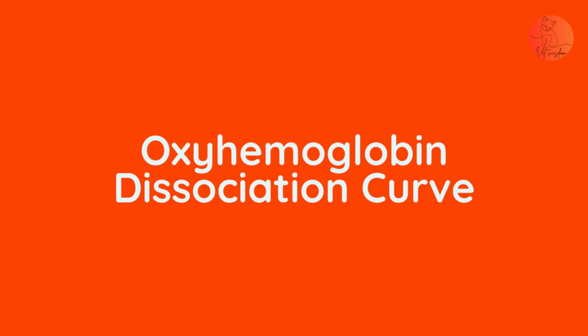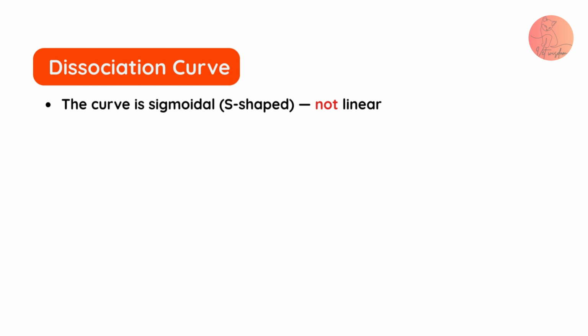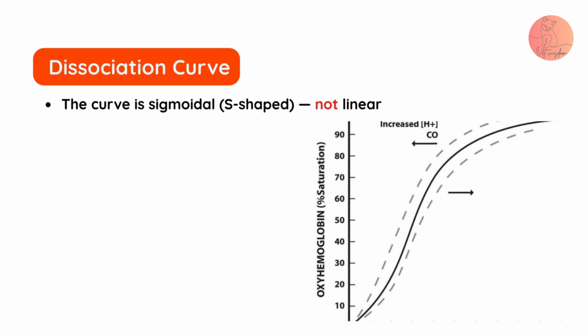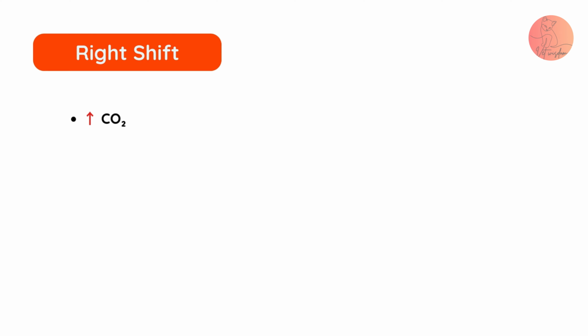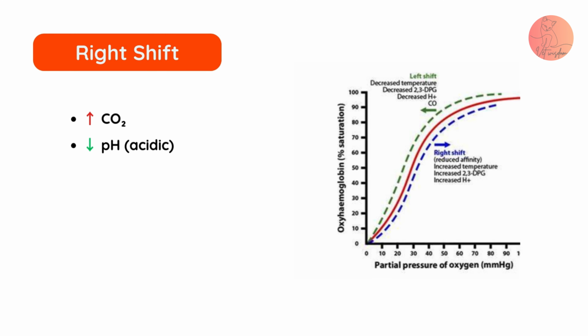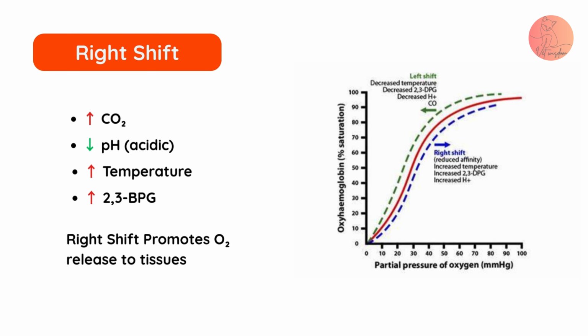Let's understand how hemoglobin holds and releases oxygen. The oxyhemoglobin dissociation curve is sigmoidal, S-shaped, not linear. This shape is due to cooperative binding. The more oxygen binds, the easier it is for more to follow. Right shift occurs with high carbon dioxide, low pH, high temperature, or high 2,3-bisphosphoglycerate, promoting oxygen release to tissues.